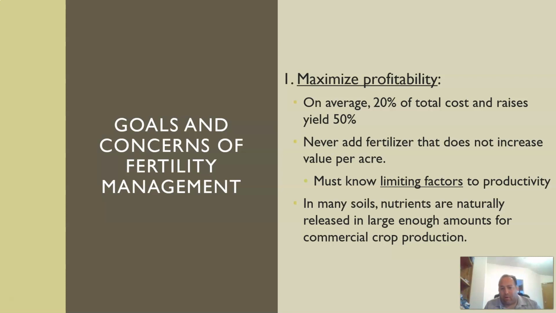So let's talk about some goals and some concerns of fertility management. The number one goal, if we're going to do this, is the idea that you're trying to maximize profitability. So on average, fertilizer is 20% of total costs and can raise the yield 50%. You're really trying to maximize your profitability. You're never going to add fertilizer if it doesn't increase the value per acre of your crop. That means you got to know your limiting factors, because you really need to put the right fertilizer on if you're not going to waste money.